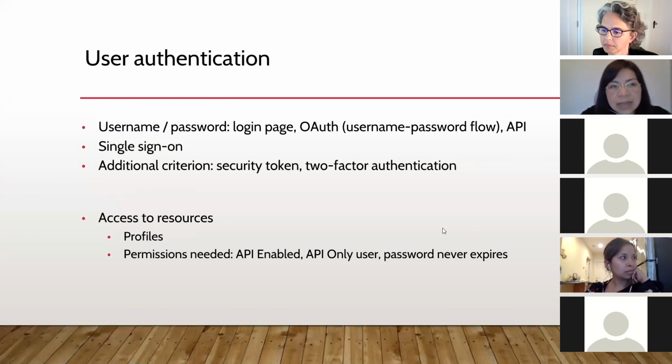And in this case, to restrict the access to resources, we use the profiles or permission sets. But there are some permissions that are special for our integrations, and those are API enabled, API only user, and password never expires. Because sometimes, it has happened to me, I have external systems that are sending information to Salesforce every night, for example, and sometimes there is something wrong happening and we don't really know what, and sometimes it's just because the password expired.